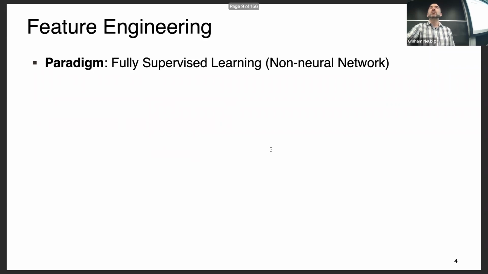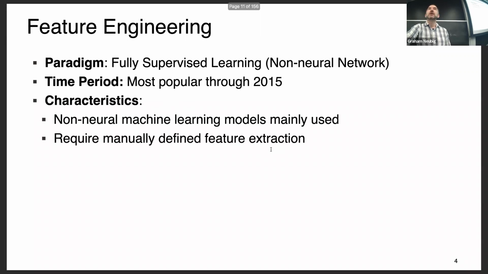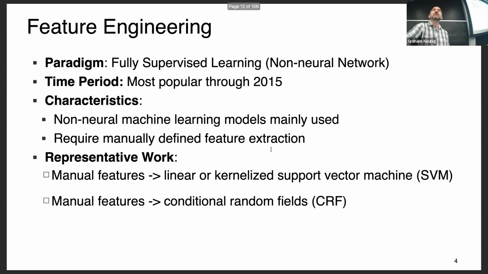To go a little bit more into feature engineering, usually we're talking about some sort of fully supervised learning, often not using neural networks, using models like, for example, support vector machines or conditional random fields. It was most popular through 2015, which was when we had the really big, exciting advances in neural models for NLP.